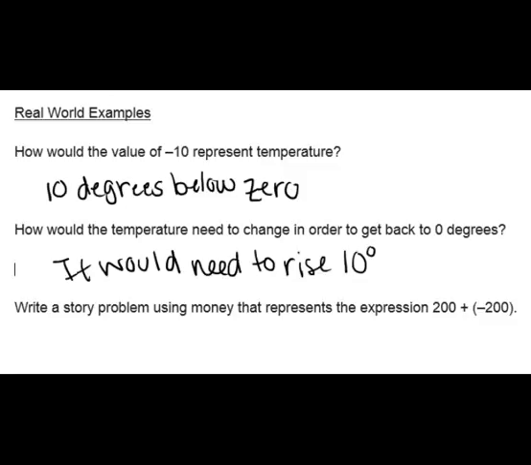This last example is going to give you the opportunity to describe a situation where opposite quantities combine to make 0. So go ahead and write a story problem that uses money to represent the expression 200 and negative 200. And then we'll share those in class.